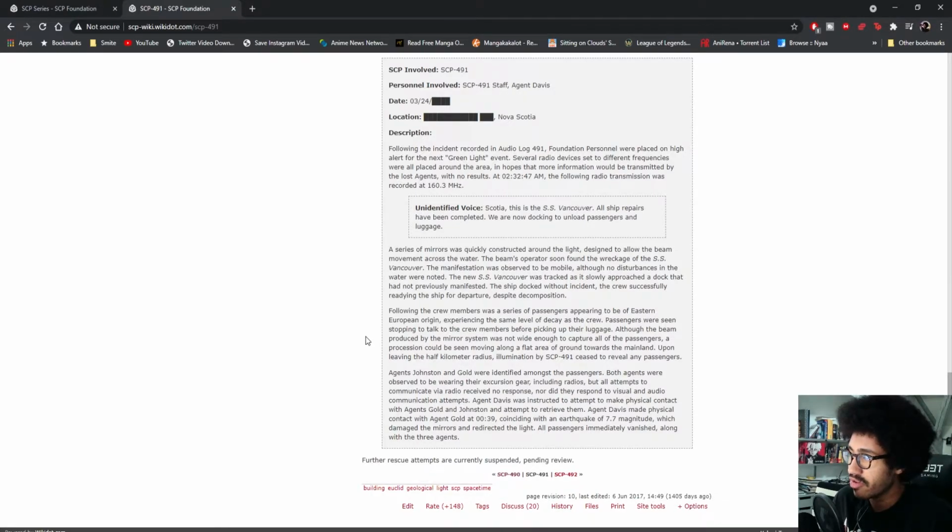Nor did they respond to visual and audio communication attempts. Agent Davis was instructed to attempt to make physical contact with Agent Gold and Johnston and attempt to retrieve them. Agent Davis made physical contact with Agent Gold at 0:39, coinciding with an earthquake of 7.7 magnitude, which damaged the mirrors and redirected the light. All passengers immediately vanished along with the three agents.